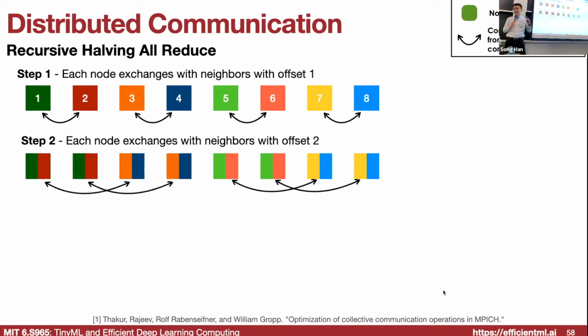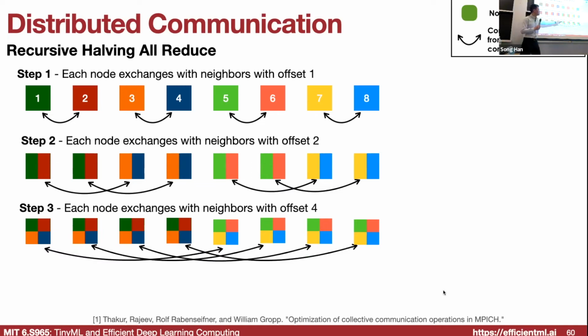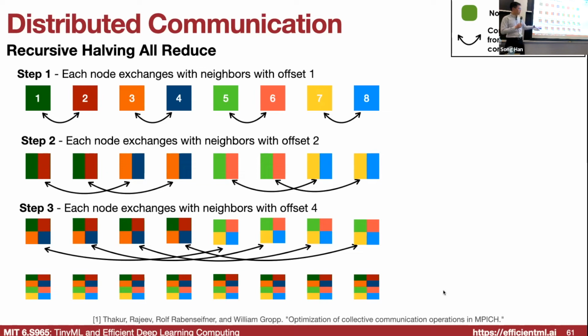Next step becomes interesting. Each node exchanges information with neighbors with an offset of 2. So in this case, we have green and red, and also light red and blue. After that, we have 4 colors for each node. Right? For this one, we have green, red, yellow, and blue. Then what shall we do for step 3? 4, right? So each node exchanges with neighbors with an offset of 4, exactly. So I'm going to communicate with this node, this dark color versus this light color, and exchange information, where each node has all 8 colors in only 3 time steps.